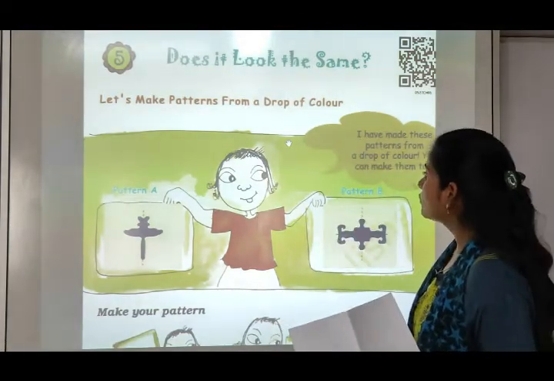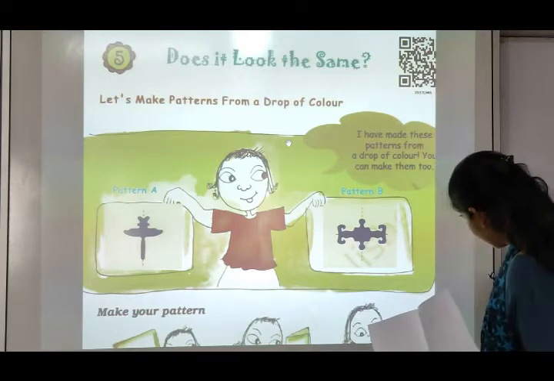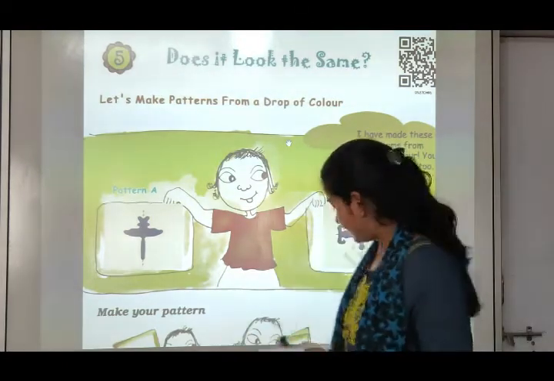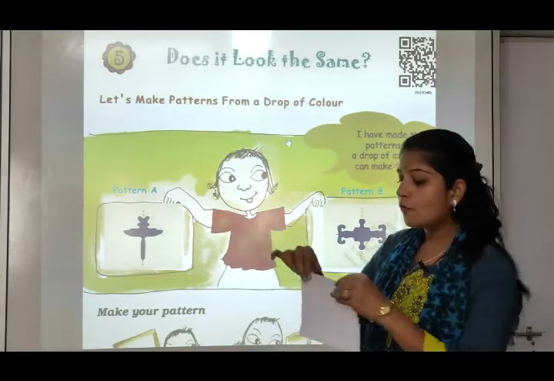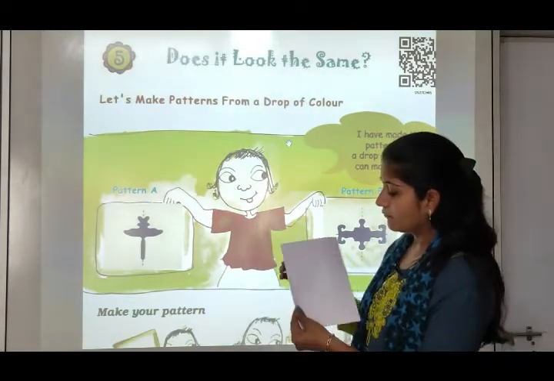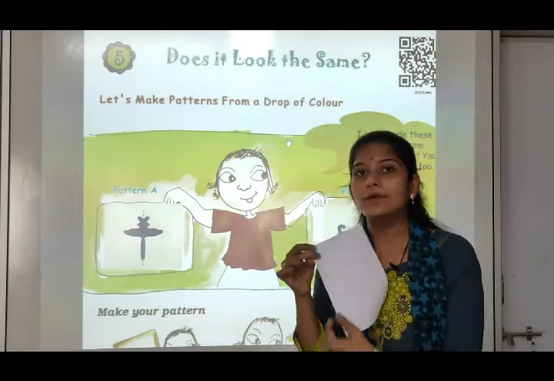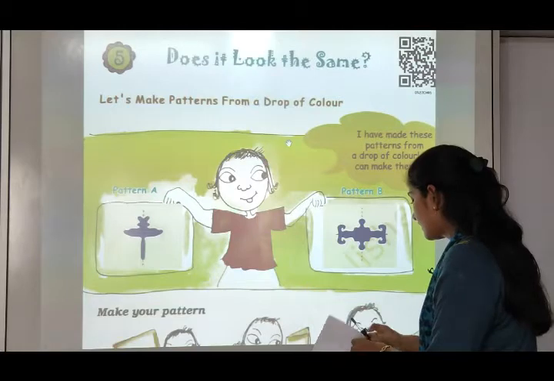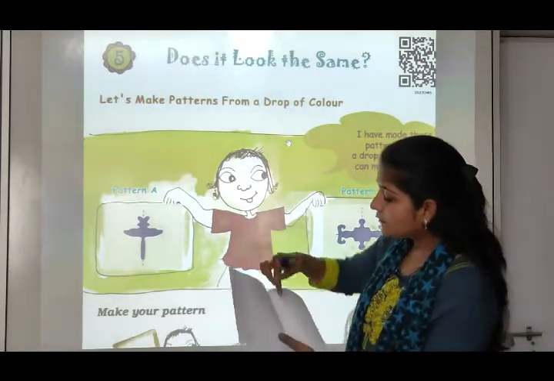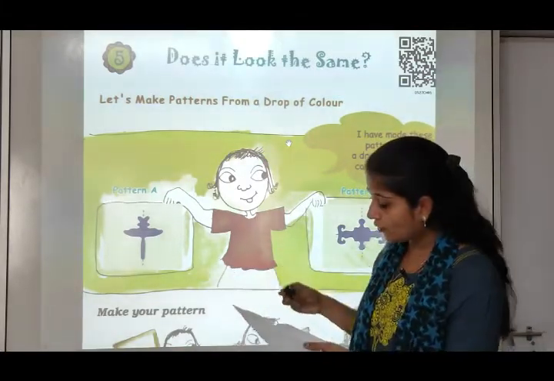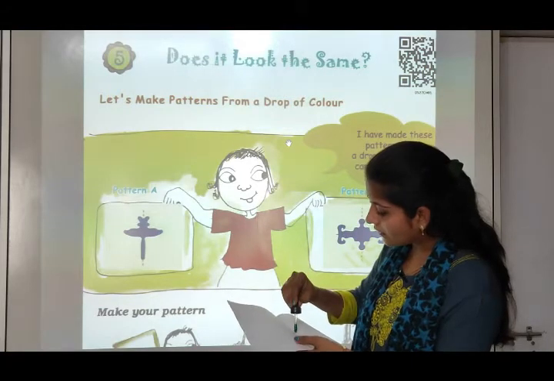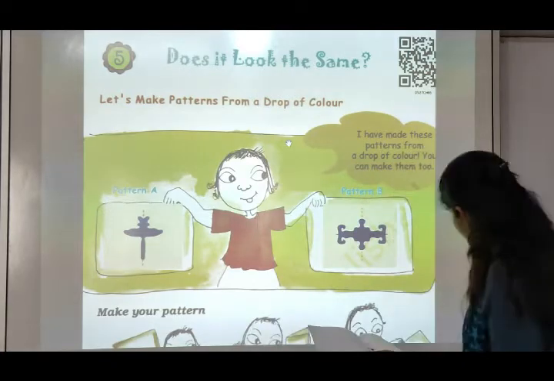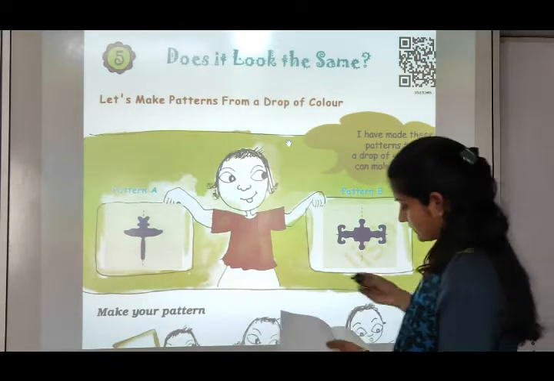So now what we have to do? You have to take a sheet of paper and fold it equally from the middle. On this folding line, you have to put drops of color like this. You can take more if you want.